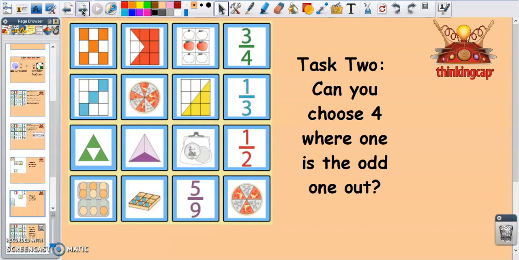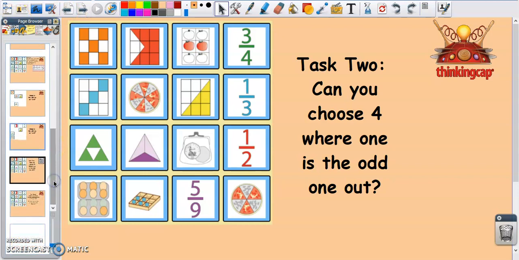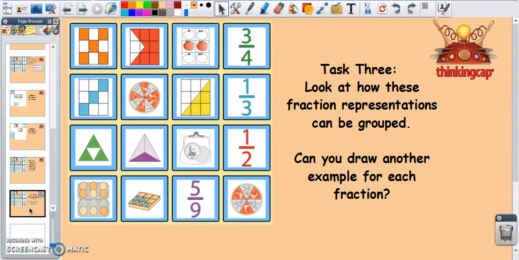So your task 2 is, can you choose 4 images, or maybe some more, I have 5 in my last one, where one of them is the odd one out and the others all have something in common. Could you have a go at doing that one now? And finally today then, task 3.